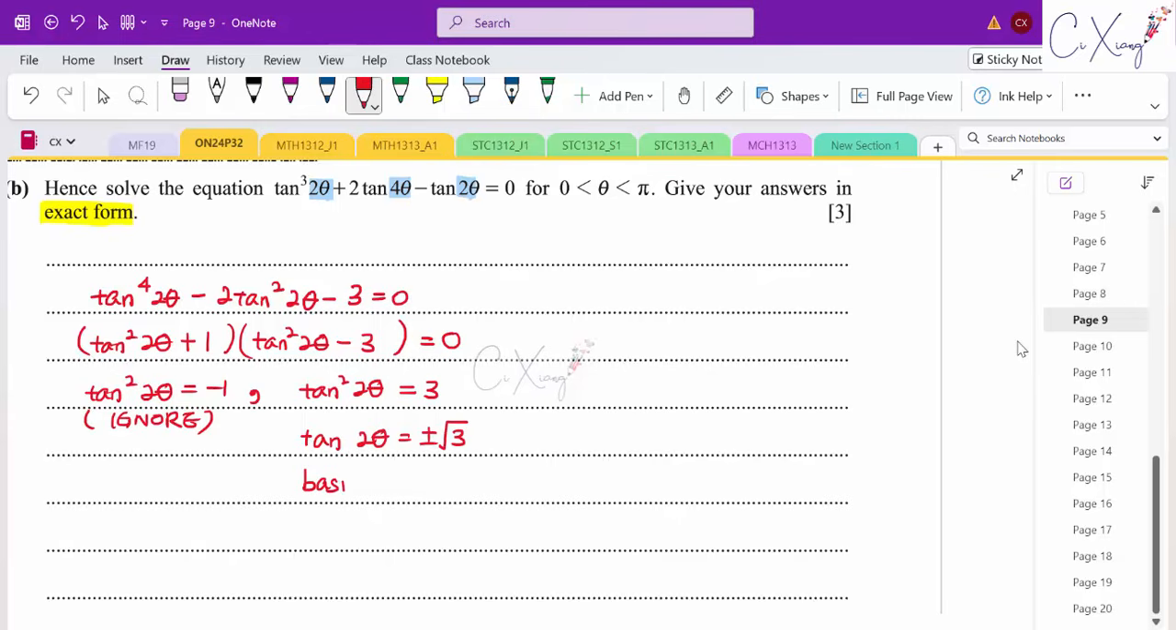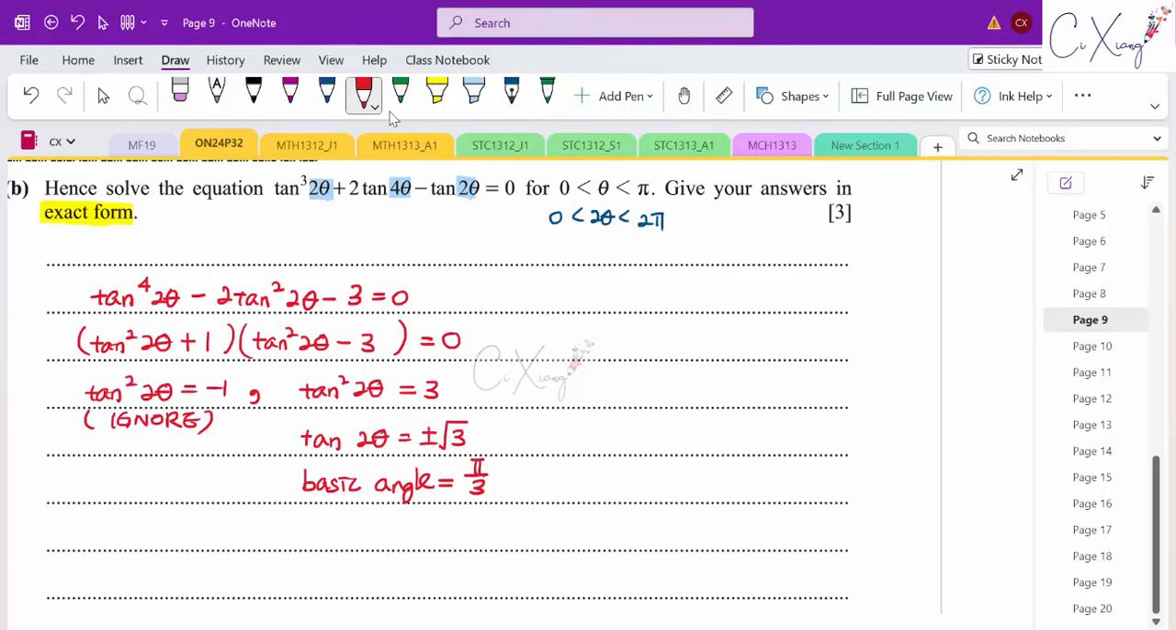For this equation, the basic angle for tangent inverse square root 3 should be equal to 60 degrees. So 60 degrees should be pi over 3. So this is my basic angle. And we are looking for the quadrants with tangent plus and minus. That means I have to go through all the 4 quadrants. Maybe you ask why, because they're asking for theta between 0 and pi. But when you are trying to solve this equation, we are looking for the answer of 2 theta first. So the answer for 2 theta should be from 0 until 2 pi. That means I have to consider all the 4 quadrants to get the answer for 2 theta first before I simplify it to the final answer.